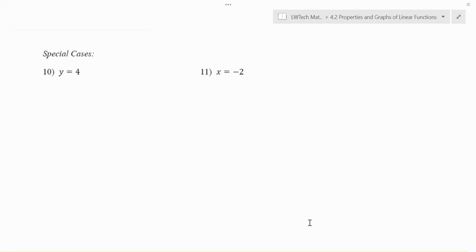So in the last video, we talked about the special form of an equation, y equals mx plus b. This was what we called slope-intercept form because m is equal to the slope and b is equal to the y-intercept. What I want to do in this video is show you a couple of cases of some of the functions that look a little bit strange.